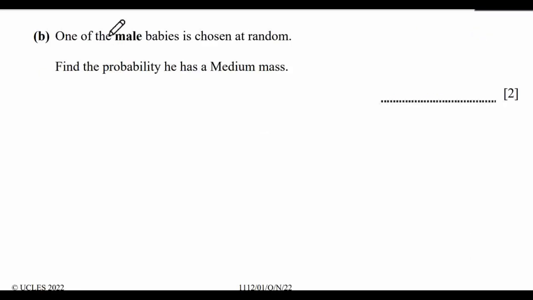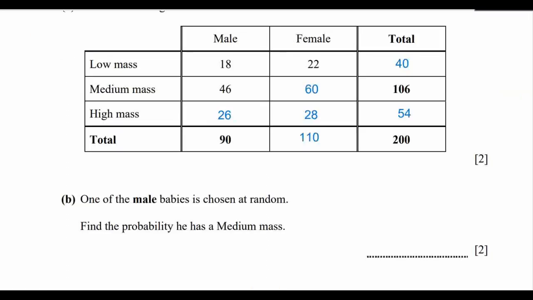Question B. One of the male babies is chosen at random. Find the probability that he has a medium mass. So 10 seconds from now.